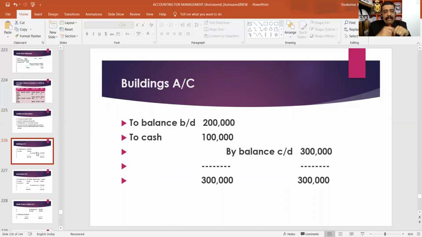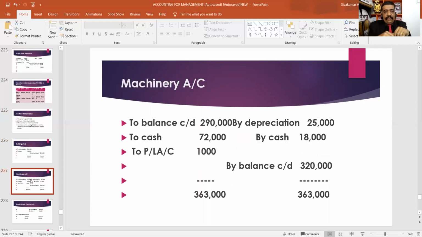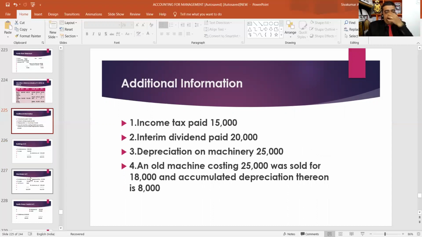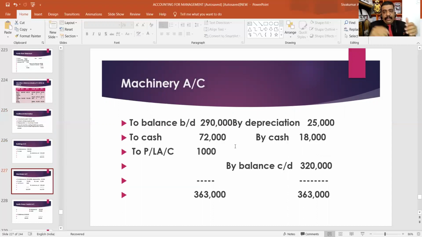First of all, a building account. Please show the opening balance on the debit side and the closing balance on the credit side. Then there's a difference of 1 lakh, that is the purchase of building, to be shown as to cash, purchase of building 1 lakh. Then the machinery account: opening balance on the debit side, closing balance on the credit side, that is 3,20,000. Then depreciation is to be shown by depreciation on the credit side, 25,000. Depreciation on machinery is 25,000.